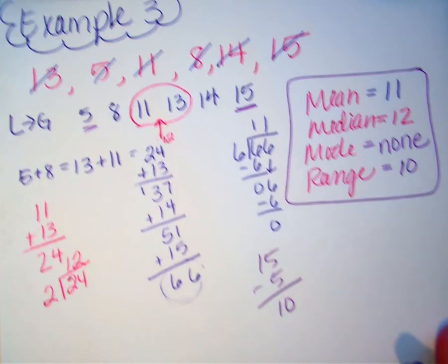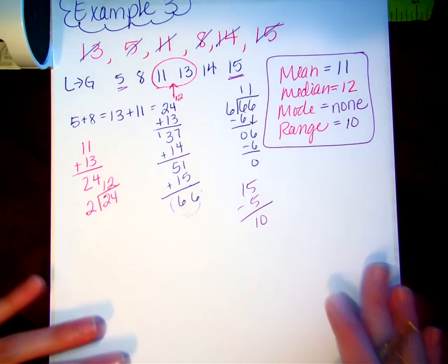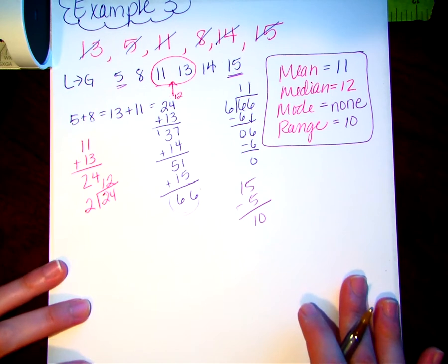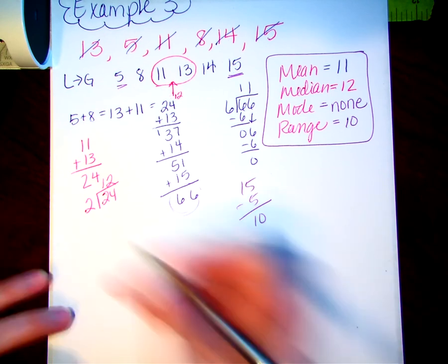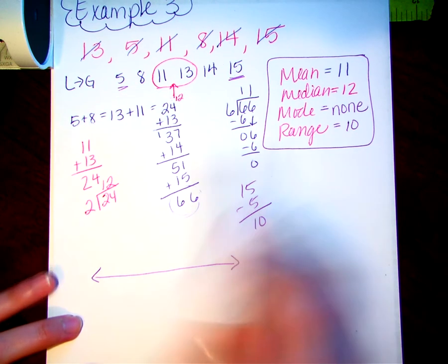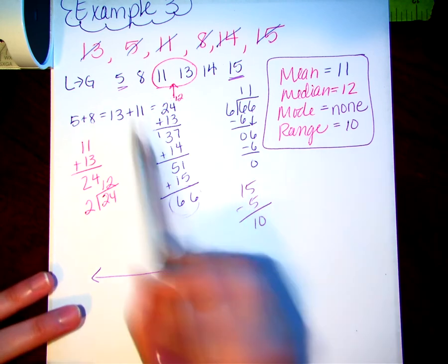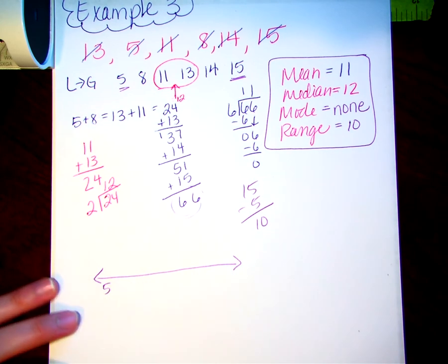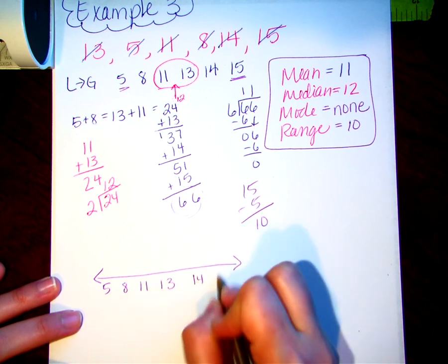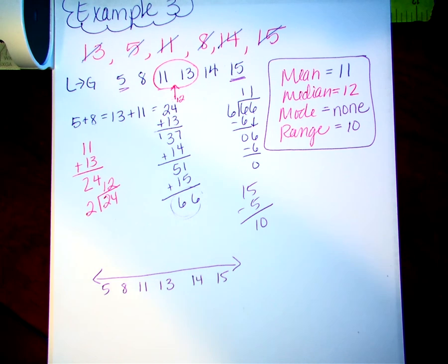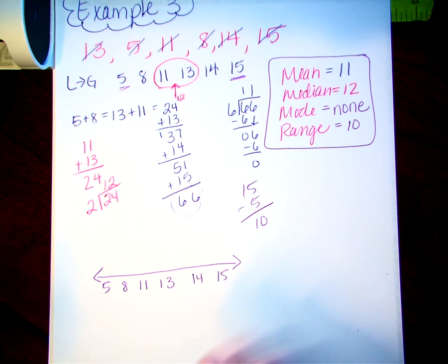So the next part that you would be doing for the example later on is you're going to create a dot plot. So for this set, I want to show you two different ones, one where you put all the values and one where you only put the numbers that are in your data. So the first one, I want my numbers to be just the numbers that are in my data. So I'm going to write 5 on my dot plot, 8, 11, 13, 14, and 15. So I'm only putting my data numbers, because on the other example, I put in all the numbers so you could see all of the gaps.